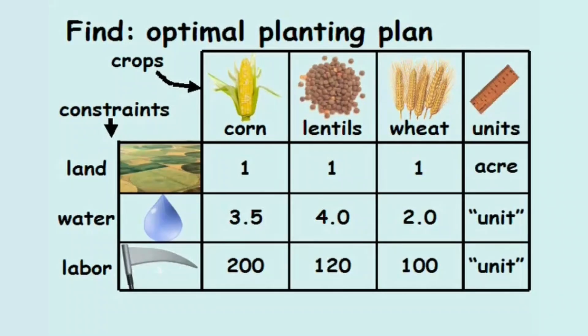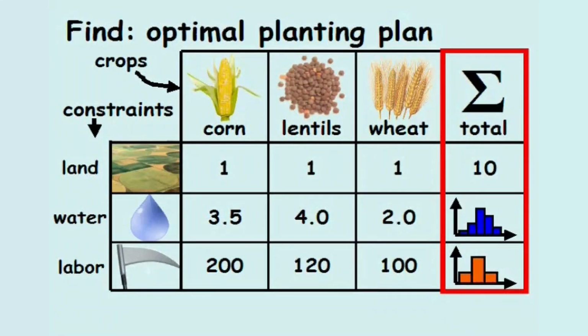For this problem, the units of land will be in acres, and the units of water and labor will be generic units. Planting 1 acre of corn will require 1 acre of land, 3.5 units of water, and 200 units of labor. Planting 1 acre of lentils will require 1 acre of land, 4.0 units of water, and 120 units of labor. Planting 1 acre of wheat will require 1 acre of land, 2.0 units of water, and 100 units of labor.